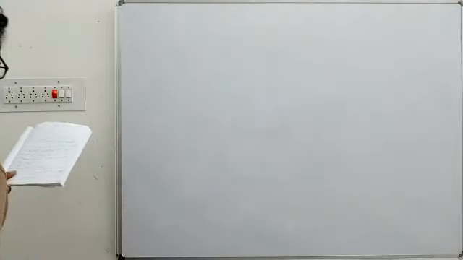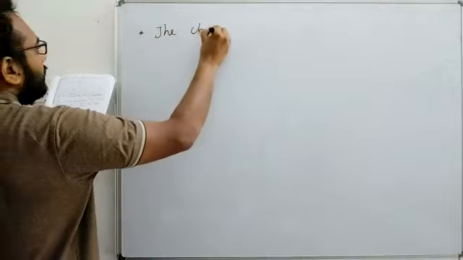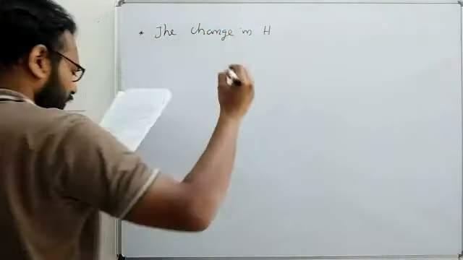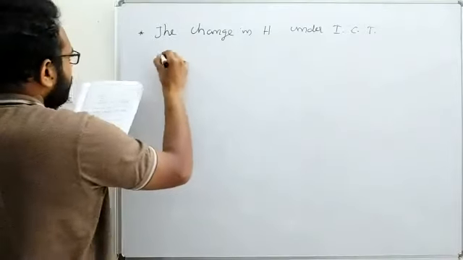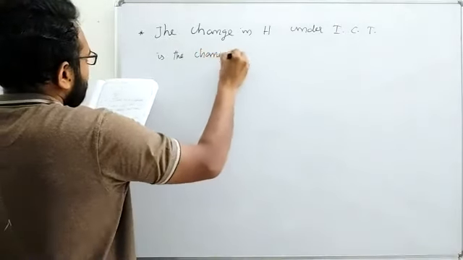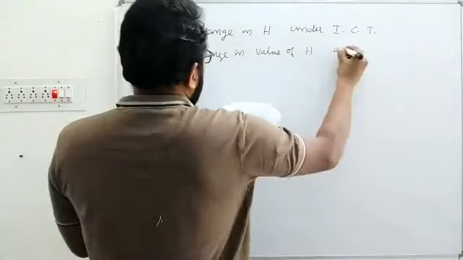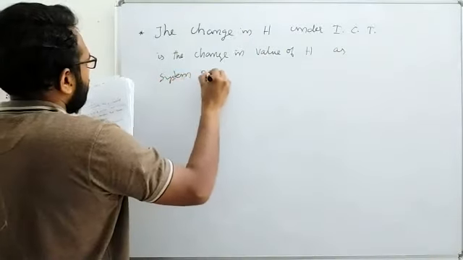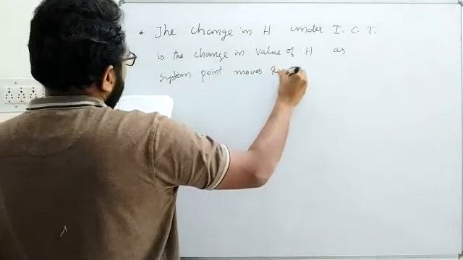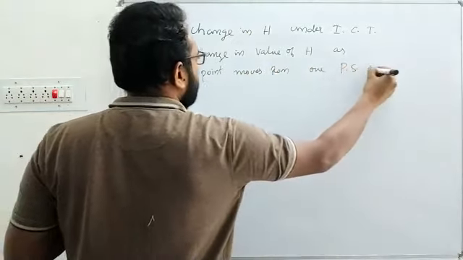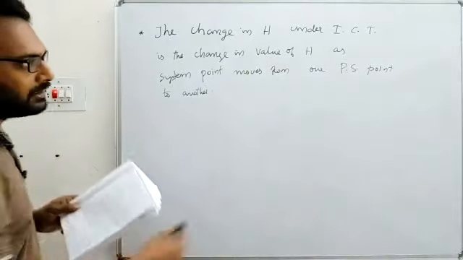I'll just write it down here. What we have seen is Noether's theorem again. The change in the Hamiltonian under an infinitesimal canonical transformation is the change in the value of H as the system point moves from one phase space point to another. We are talking about active transformations.